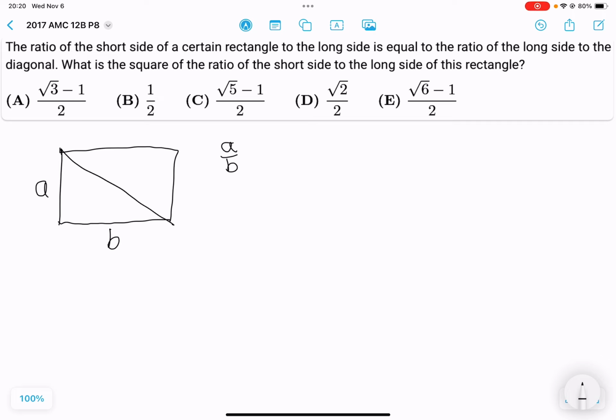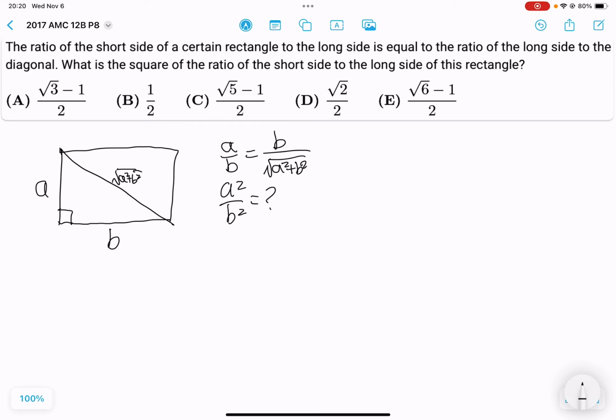The diagonal is here. And we know that this is a right angle, so according to the Pythagorean theorem, the diagonal is root A squared plus B squared. And the ratio of the long side B to the diagonal is equal to the ratio of the short side to the long side. And we want to know what is the square of the ratio of the short side to the long side of this rectangle. So what is this equal to?